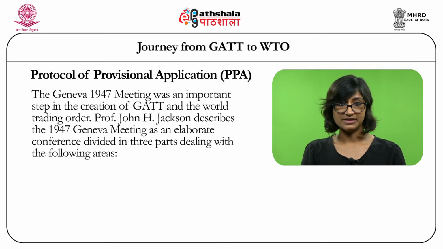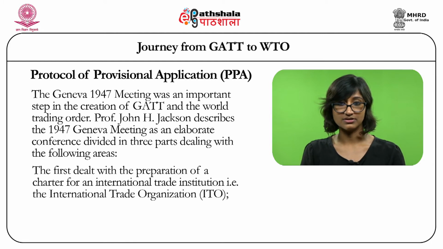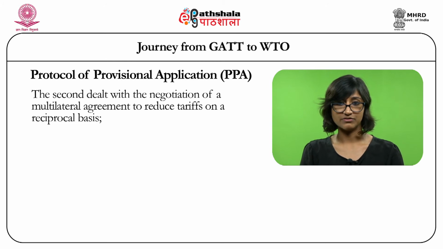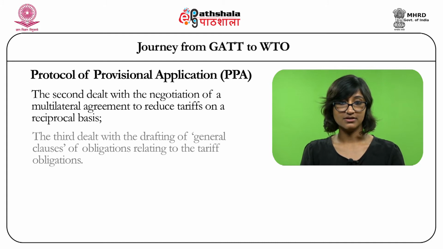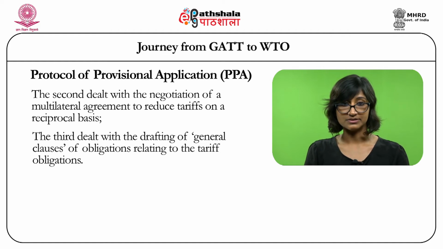The Geneva 1947 meeting was an important step in the creation of GATT and the World Trading Order. Professor John Jackson describes the 1947 Geneva meeting as an elaborate conference divided in three parts dealing with the following areas. The first dealt with the preparation of a charter for an international trade institution, that is the International Trade Organization, or the ITO. The second dealt with the negotiation of a multilateral agreement to reduce tariffs on a reciprocal basis. The third dealt with the drafting of general clauses of obligations relating to tariff obligations.